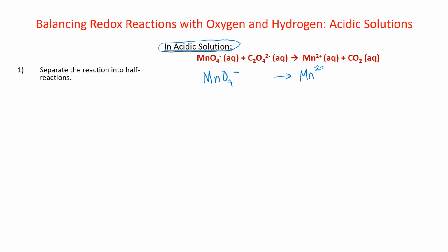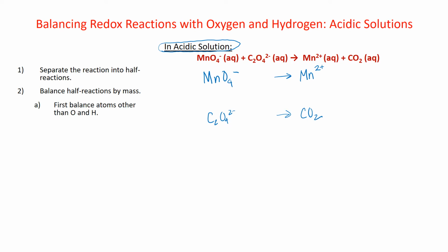For the second half reaction, we're going to take my oxalate and we're going to look on the product side for what it becomes. Well, that must be CO2. That has the carbon and the oxygen. Okay, now we've separated into half reactions. We're going to balance those half reactions by mass. So again, we're following that same basic procedure, but it's going to be a little bit different for that mass balancing for the oxygen and the hydrogen.